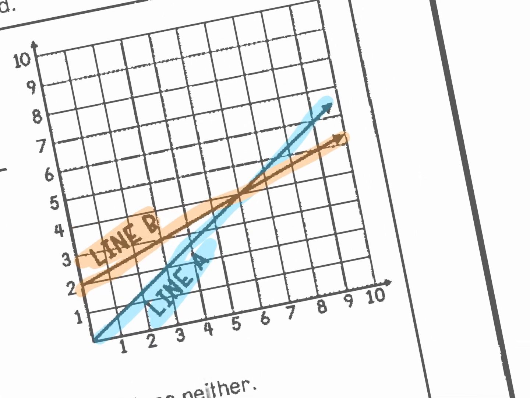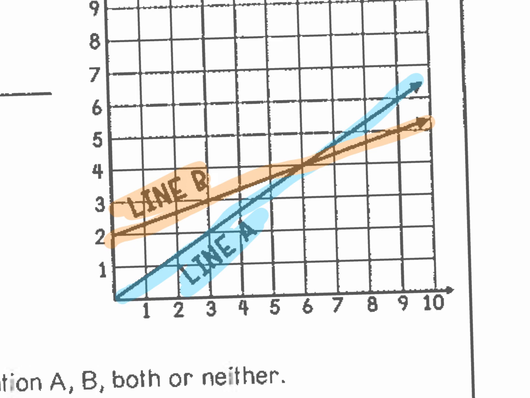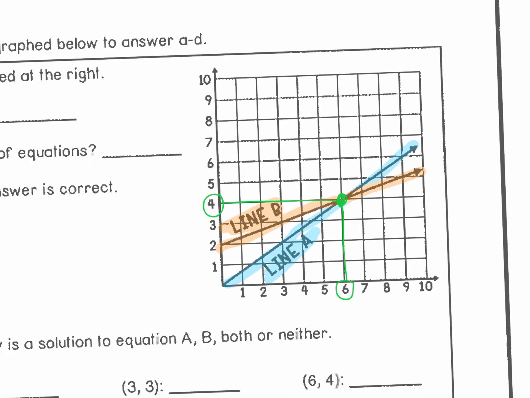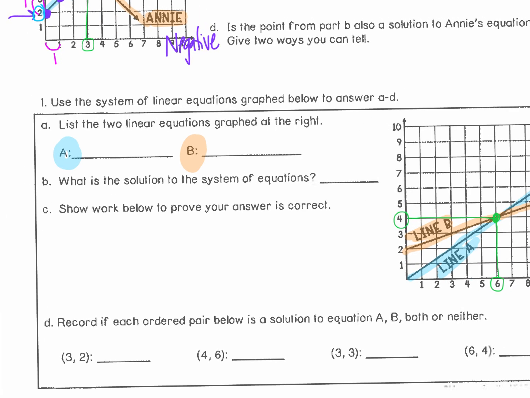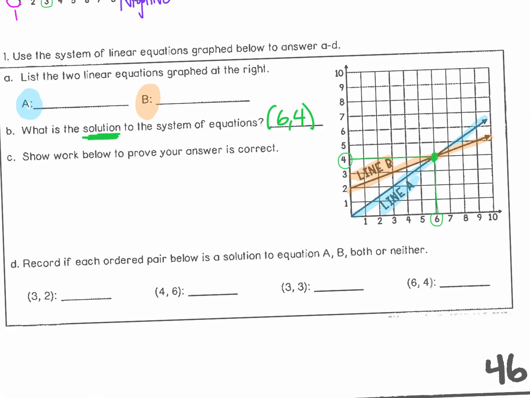If I zoom in, so we can get a better look at it, it is right here. If you go straight down to get your x coordinate, it's 6. If you go straight across to get your y coordinate, it's 4. So in question B, when it says what is the solution to the system of equations, that's what it's meaning. That one point where they overlap and intersect. I feel like you guys are doing really good at writing equations, so I'm going to skip those two for now and come down here to the bottom.